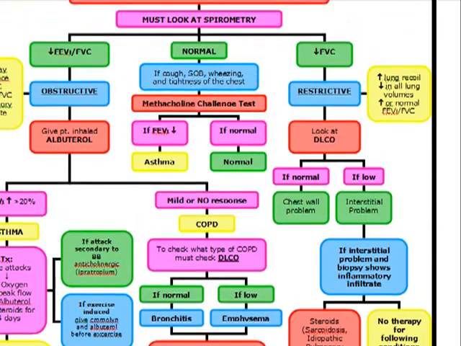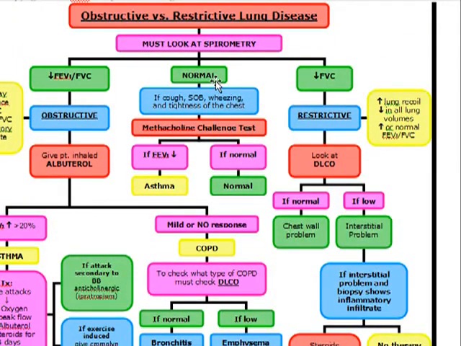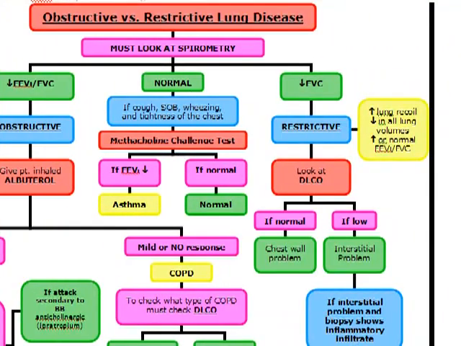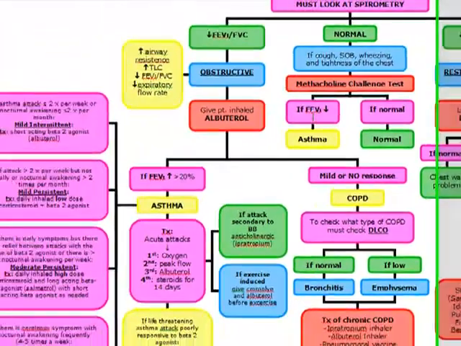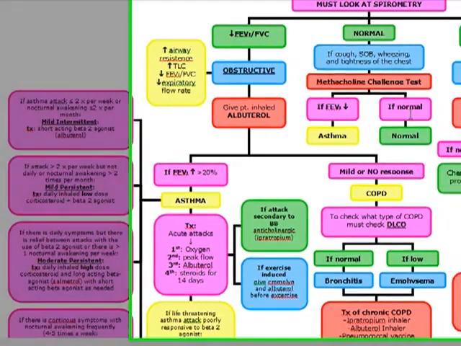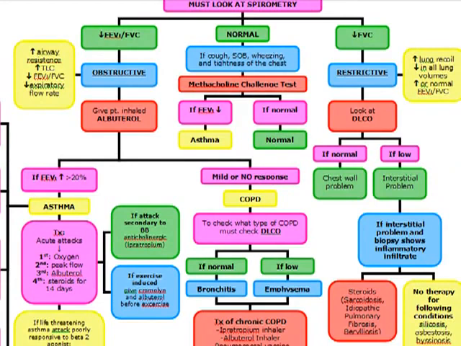Next, if we see a patient with cough, shortness of breath, wheezing, and tightness of the chest, and our spirometry is normal, we're going to do a methacholine challenge test. Based on this test, if our FEV1 is decreased, we've made our diagnosis of asthma, and we're going to follow the algorithm as followed. And if the FEV1 is normal, the patient's normal, okay?